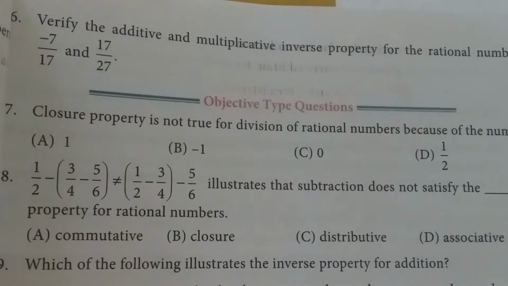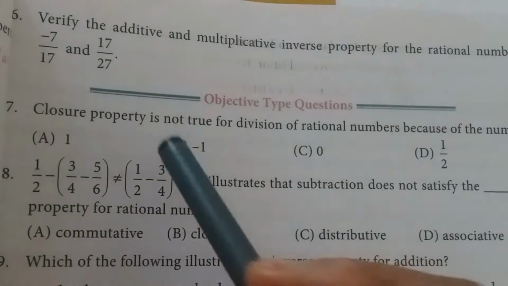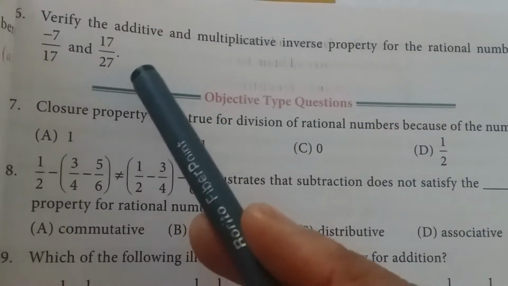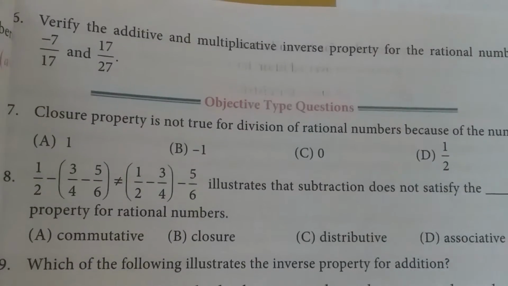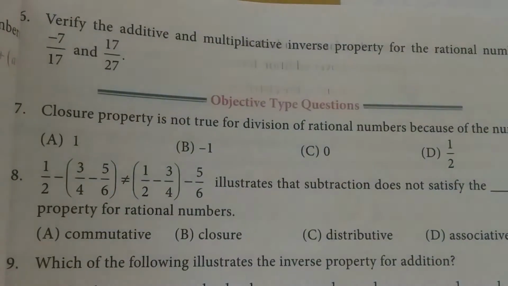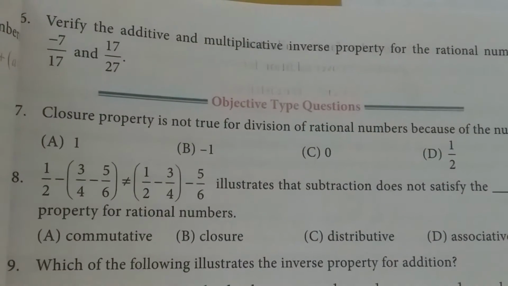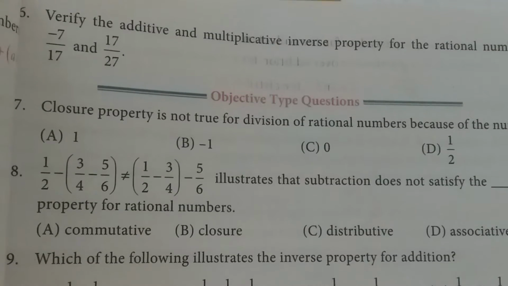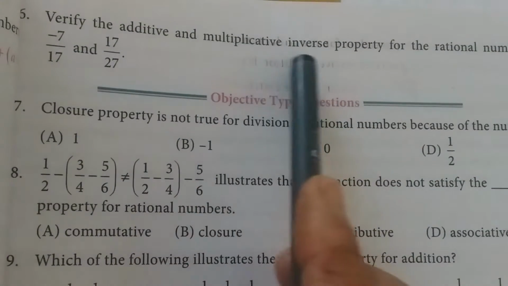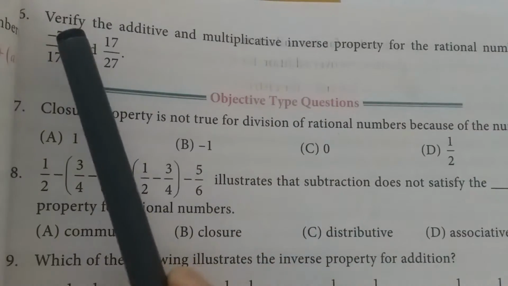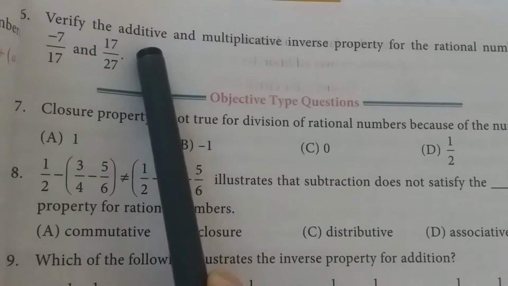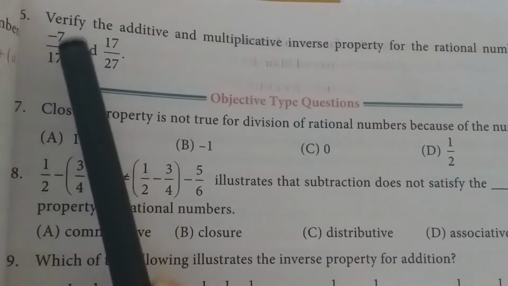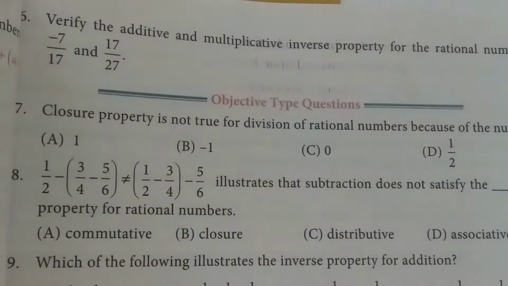Hello everyone. In this video, we'll solve exercise 1.3 sums from 6 to 10. In this exercise we have been seeing that all the sums are about properties of rational numbers. In the previous sums, we checked closure, commutative, associative and identity element. Now we'll check the inverse property. Let us read the question. Verify the additive and multiplicative inverse property for the rational numbers minus 7 by 17 and 17 by 27.